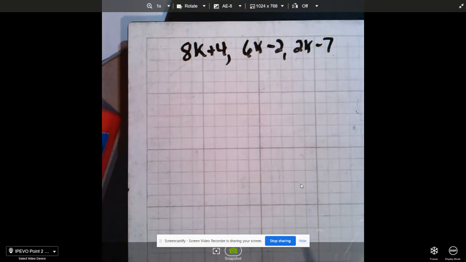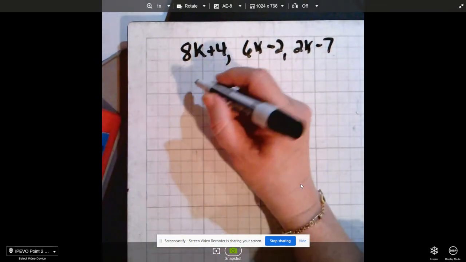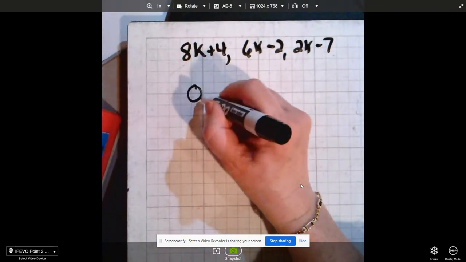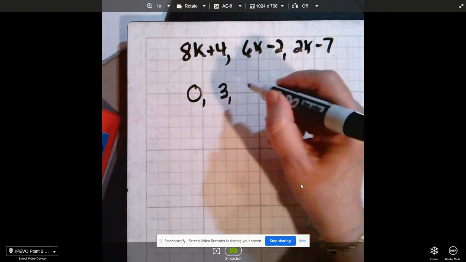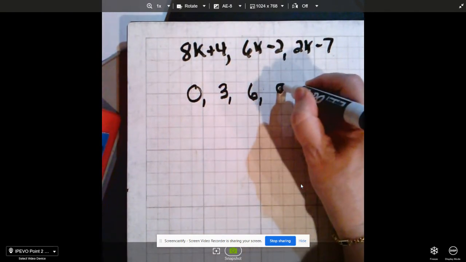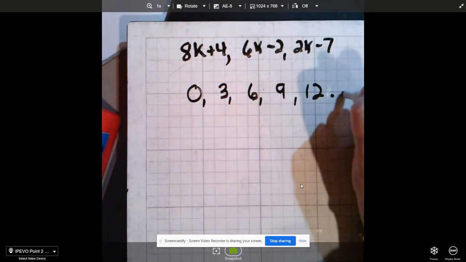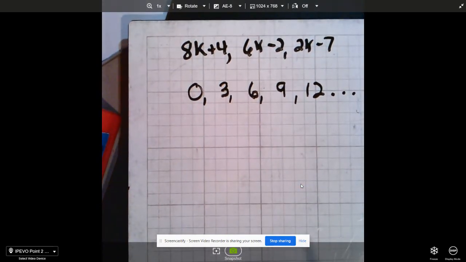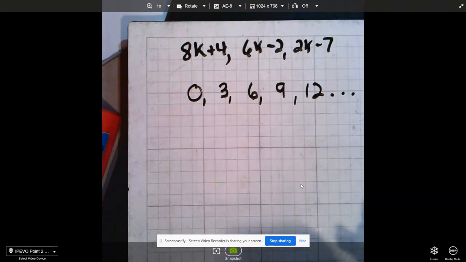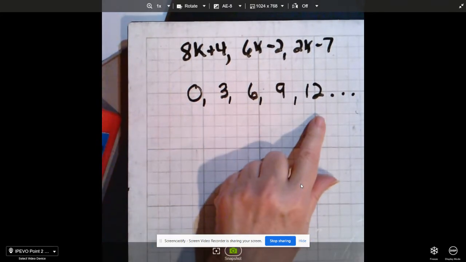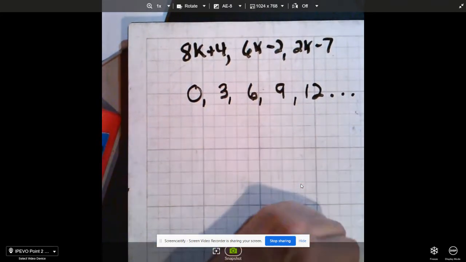Well, let's think first, what does it mean to be a sequence? So for instance, if I started with 0, and then I had 3, and then I had 6, and then I had 9, and then I had 12, and so on and so forth. You could probably tell me quite a bit about that sequence. You would know that the d value was 3. Well, how did you get that d value?